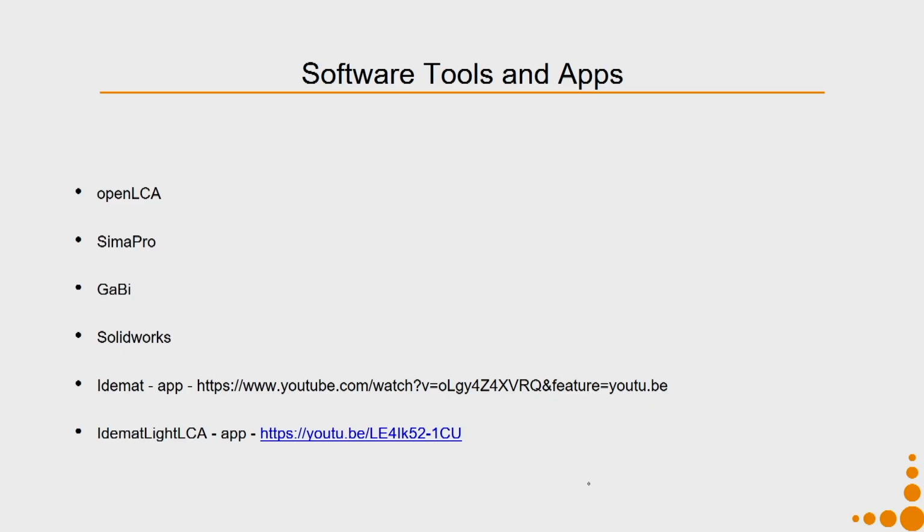OpenLCA is free software, and it also has lots of free databases. You can go to OpenLCA, or you can use SimaPro or GaBi. SimaPro and GaBi are both paid software.